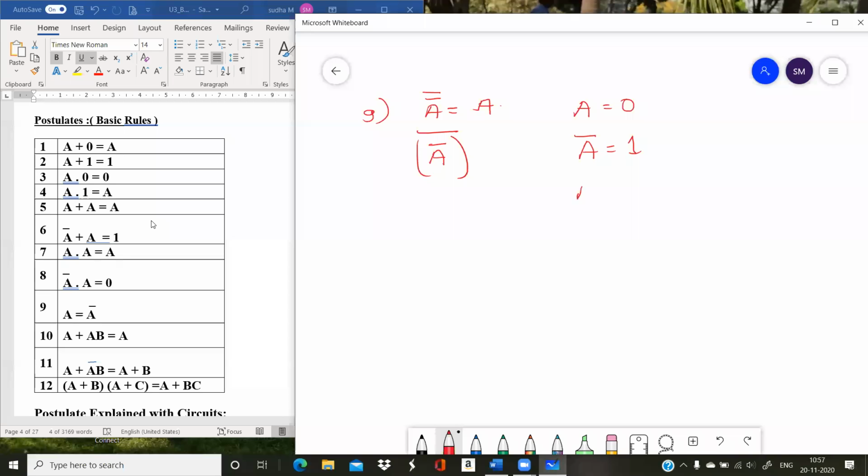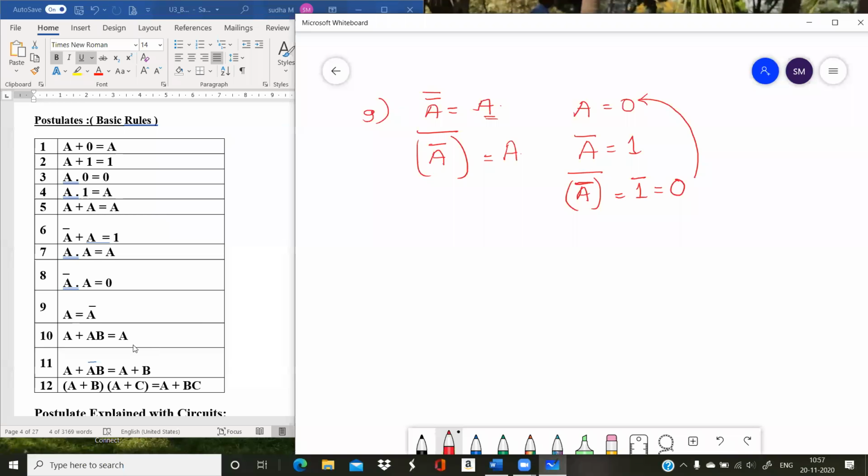Now complement it once again. A complement is complemented again. Okay. So what we have to do? We have to complement this 1. 1 is complemented, which is equal to 0. Definitely that is equal to the original A only, right? So it will be equal to A. Therefore, A double complement is equal to A. Remember this, A double complement is always equal to A.